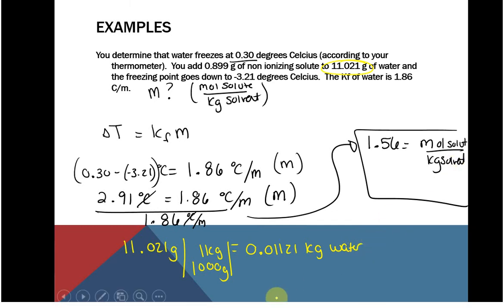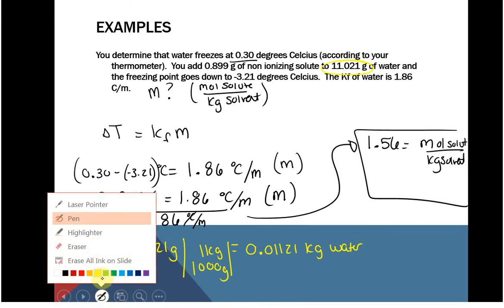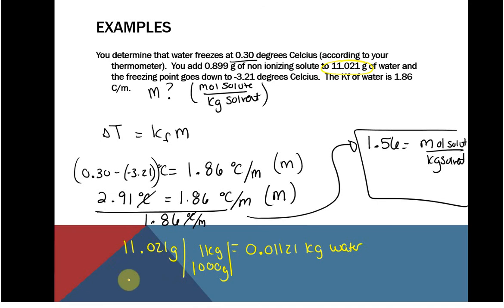We have run out of room. Let's go with orange. 1.56 mole solute per kilogram solvent. And then we know we have 0.01121 kilograms of solvent. And that is going to give us 1.56 times 0.01121. It gives us 0.0175 moles. And that's of our solute.